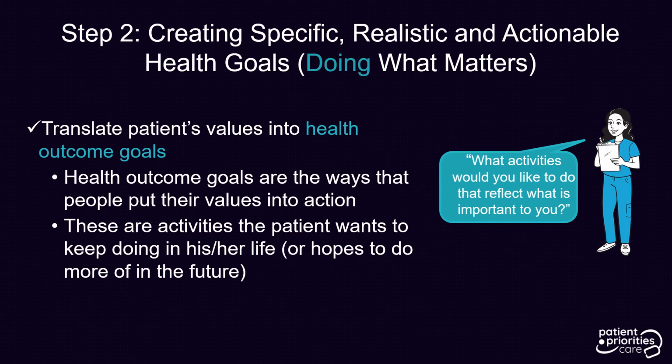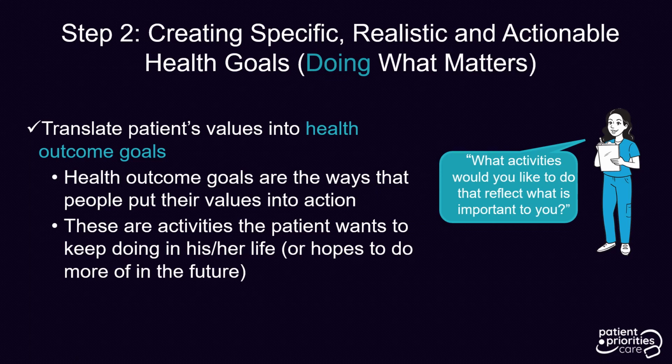Step two involves translating what matters most into specific, realistic, and actionable goals. Health outcome goals are the ways that people put their values into action. These are the activities the patient wants to keep doing in his or her life or hopes to do more of. Let's review a few examples of going from a broad value to something more specific and actionable for the patient.